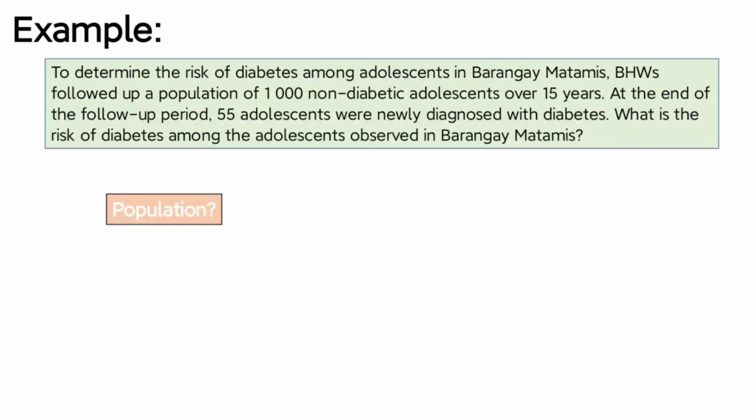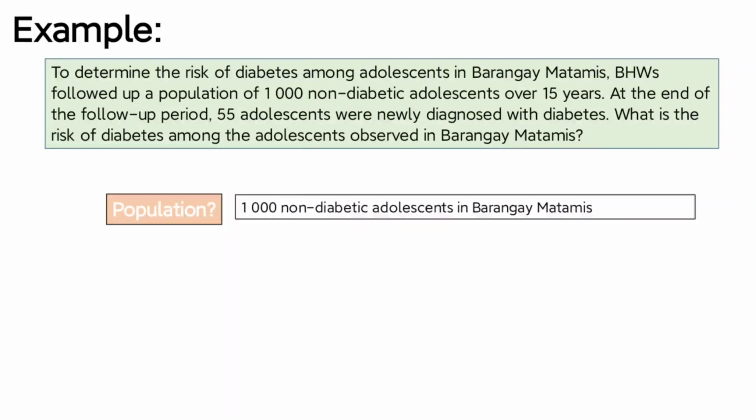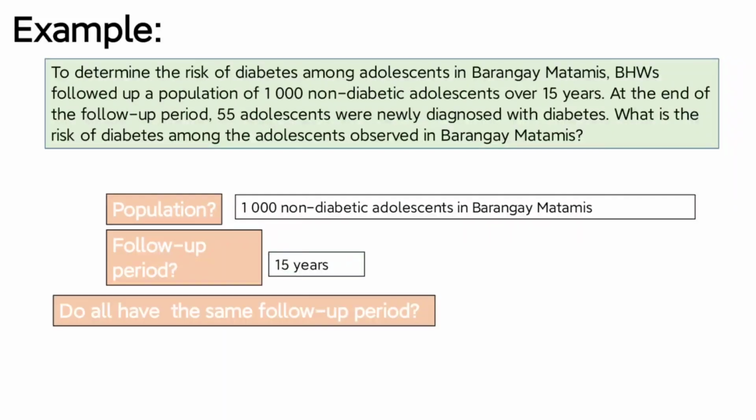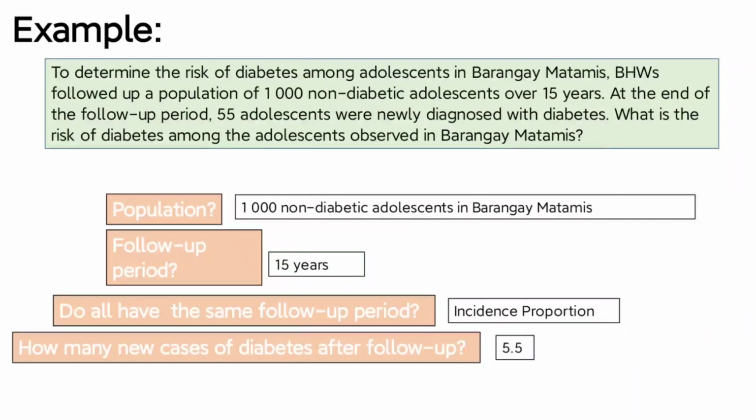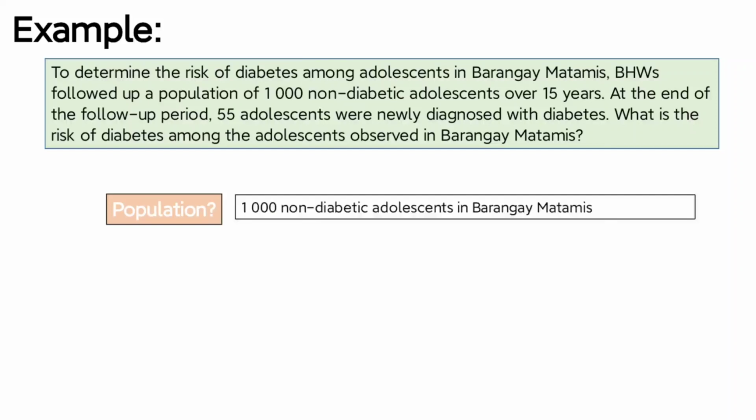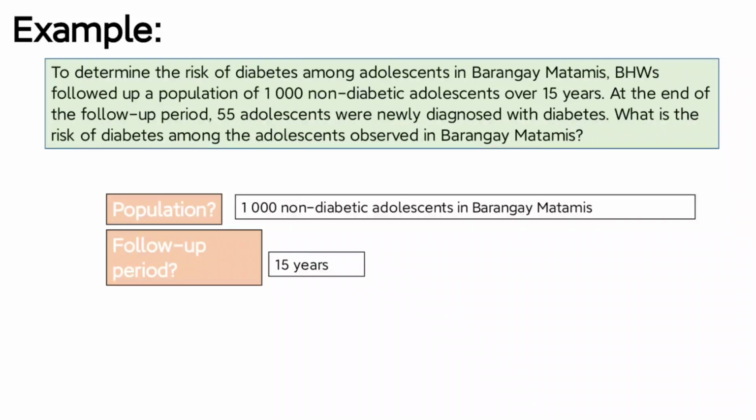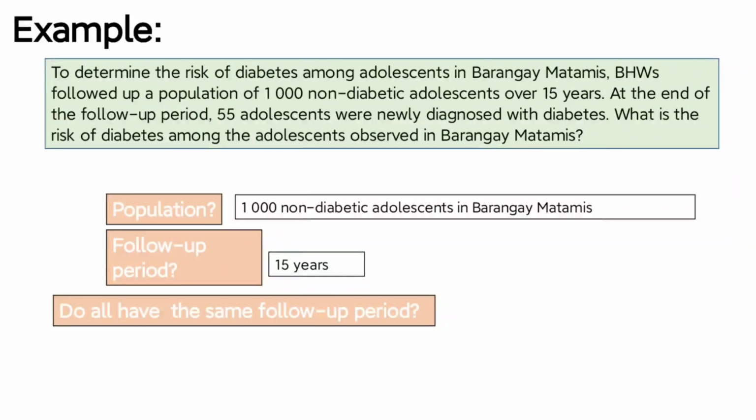So, this is fixed or is it dynamic? So, the answer is, dito pa lang pala yun sa dulo. Wala pala. So, the answer is actually, it is a fixed population. No? So, dapat sinulat to dito. So, it's a fixed population and then yung involved dito would be 1,000 non-diabetic adolescents in Barangay Matamis. So, ilang follow-up period? 15 years. Do all have the same follow-up period? Yes. So, it's a fixed population, incidence, proportion.